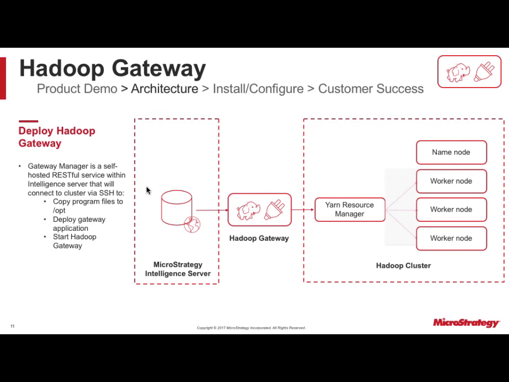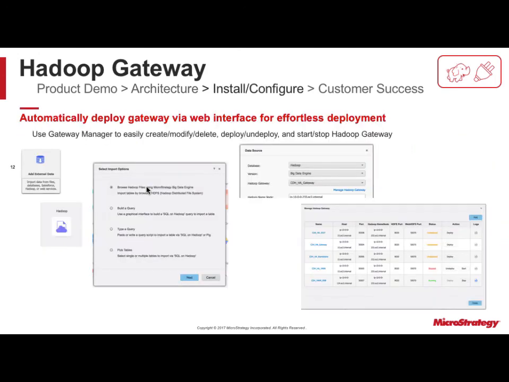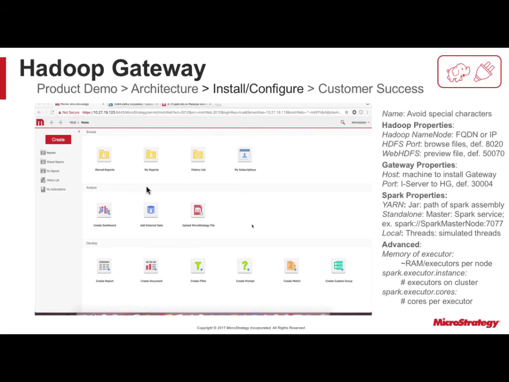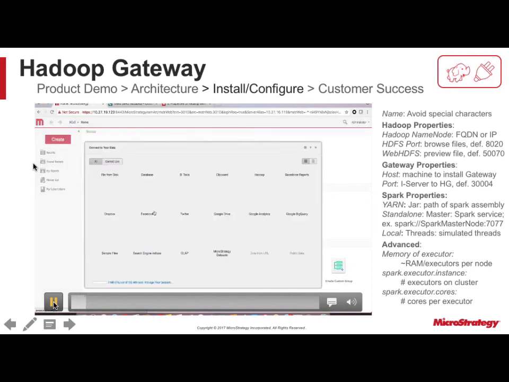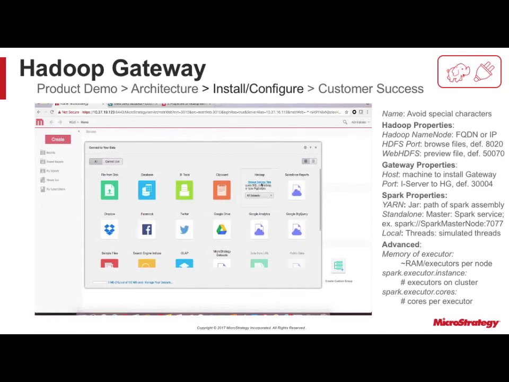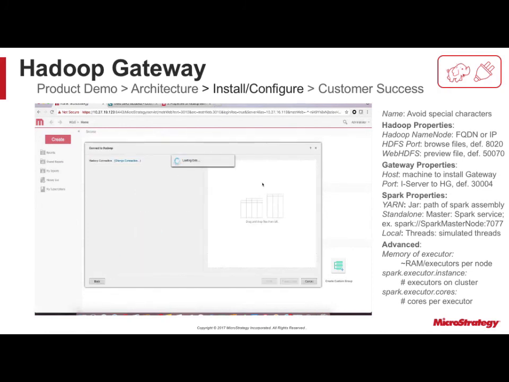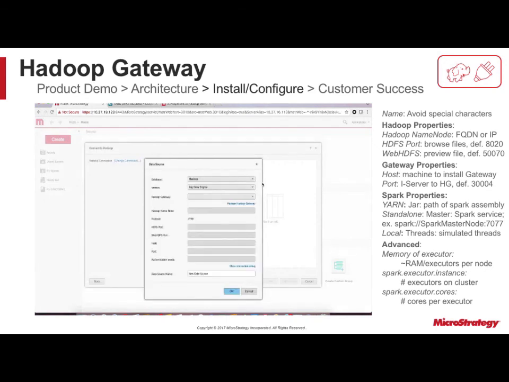So MicroStrategy provides 2 different ways to do this. One way is automatically through MicroStrategy Web, and the second way is through manual deployment. So I'm going to show you just 2-minute demos of the Hadoop gateway working and being deployed. So this is from MicroStrategy Web. What we're going to see is we're going to navigate to the data import interface, and we navigate to click Hadoop. And now from this portal, you can navigate to the Gateway Manager.